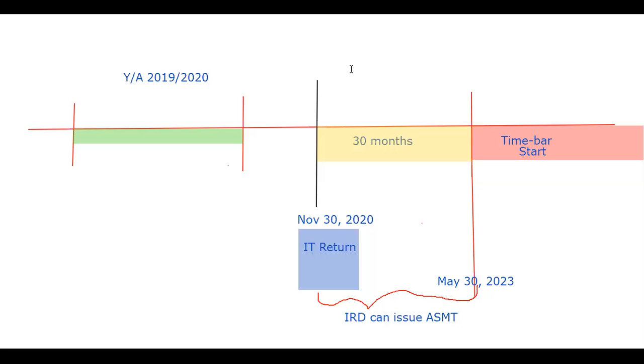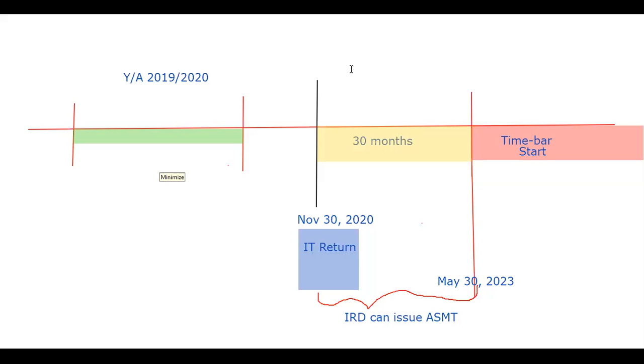No, it is not correct. Yes, one answer I got correct. It should be April 30th. 30 months should be from the date of filing the return. If the date they file is October 30th, then from October 30th, 30 months. That's what I need to explain to you.